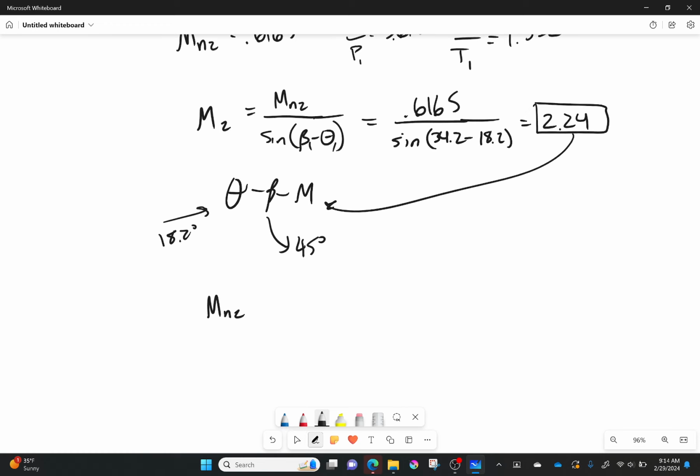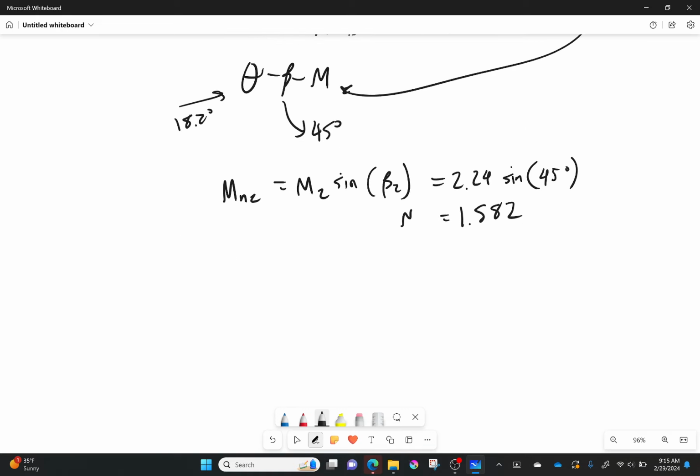And this is going to be equal to M2 sine of beta 2. Okay, we have beta 2 now. We got that good stuff. We plug this in, I get 2.24 sine of 45 degrees, and that's going to be equal to 1.582. Okay, now we've got a normal Mach number.